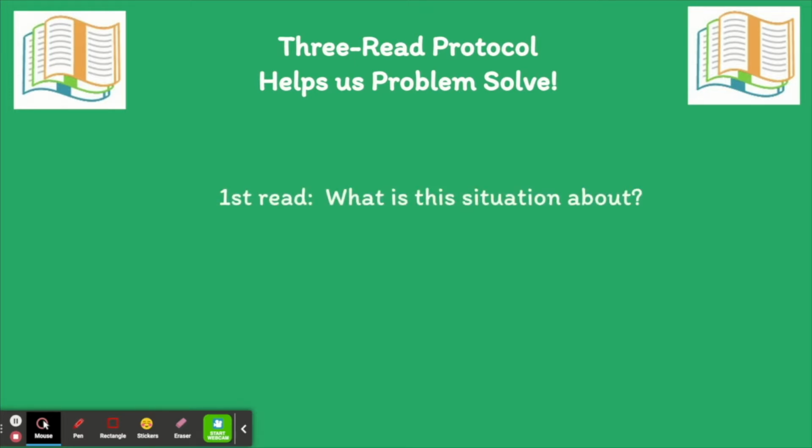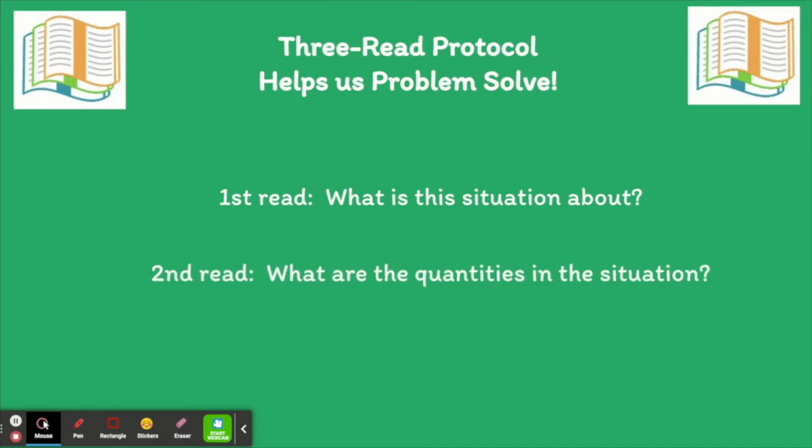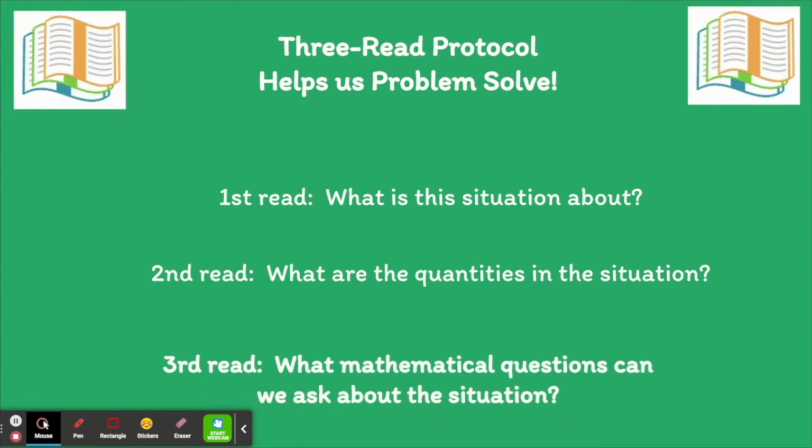So our first read, what's the situation about? Our second read, we're going to ask ourselves, what are the quantities in the situation? And in our third read, what mathematical questions can we ask about the situation? So within this 3-read, we're going through the problem, we're breaking it down, and we're setting ourselves up to be successful and be able to get to the correct answer.